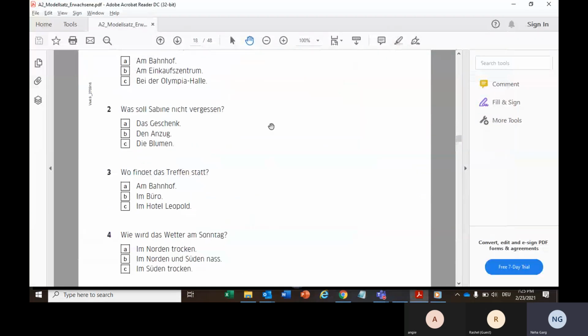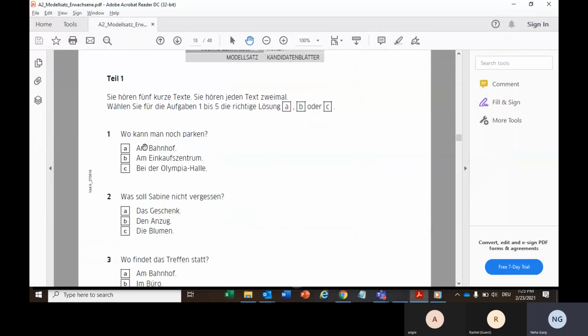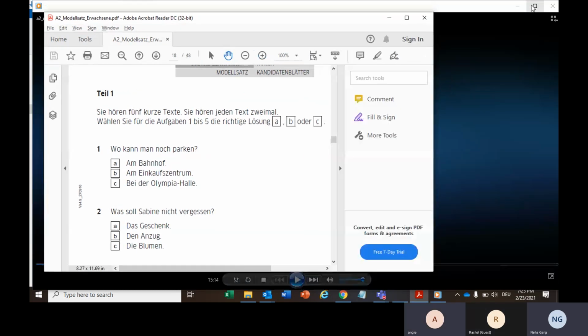Okay. Now let's discuss the answers. Wo kann man noch parken? A, B oder C? B. B.